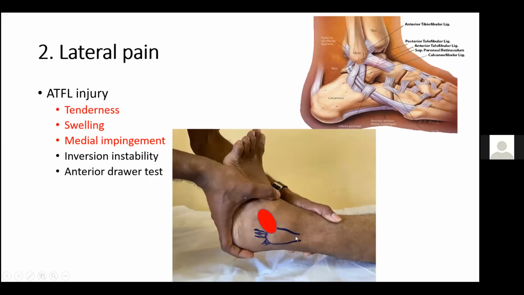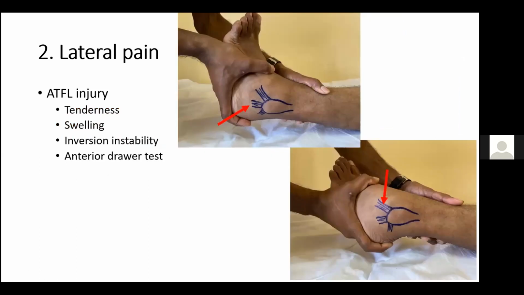So as I have marked here, this is the fibula, and this vertical structure is the calcaneofibular, and this is posterior talofibular, and this is the anterior talofibular, which is commonly injured. So they will present with classical tenderness at the anteroinferior part of the fibula with some swelling if it is an acute stage. But if it is a neglected case, there won't be significant tenderness. And there will be an inversion instability.